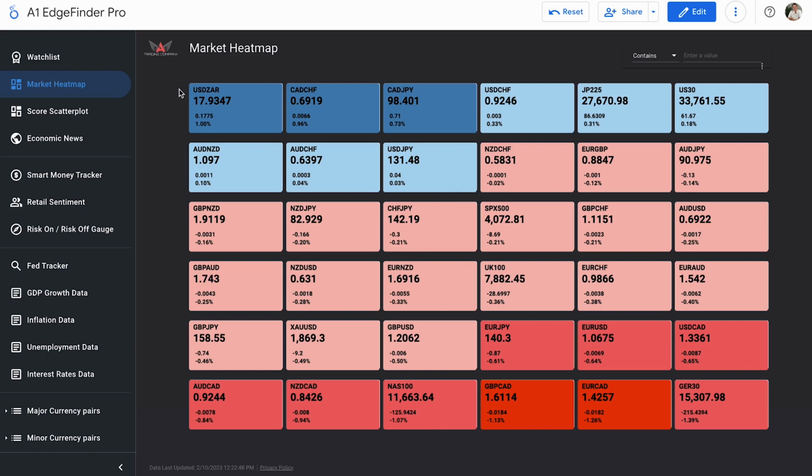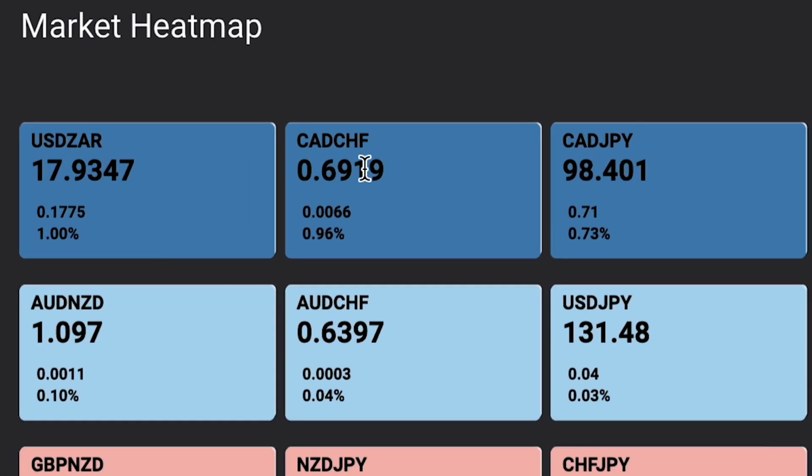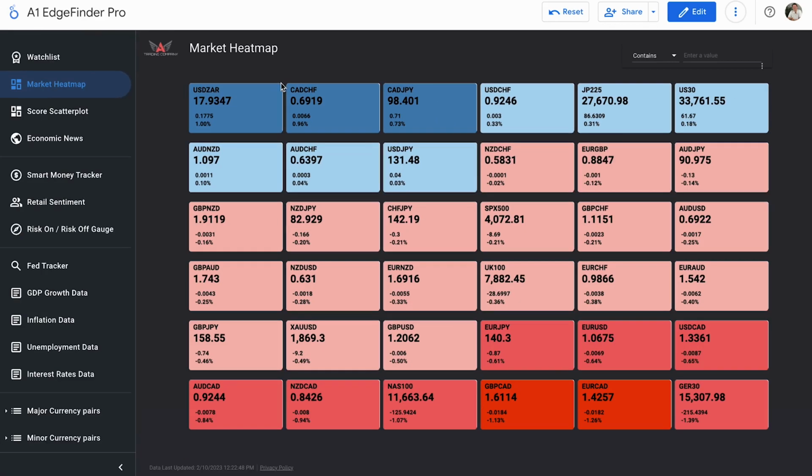And really quickly, you can just see here are our top three movers to the upside so far. USD ZAR, CAD CHF, and CAD JPY are our three biggest movers to the upside, with USD ZAR making the biggest move, up 1% on the day so far.